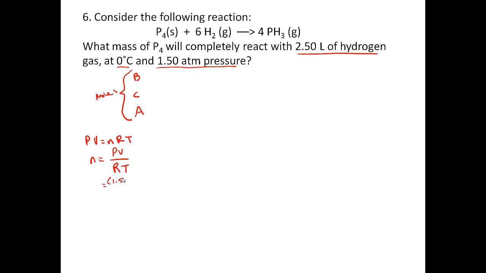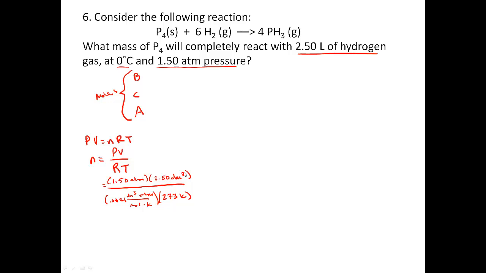Pressure 1.50 atmospheres. Volume 2.5 liters. Remember, that's 2.50 decimeters cubed, right? A liter is the same as decimeter cubed. R is 0.0821, that's a constant, decimeters cubed atmospheres over mole Kelvin. Temperature, we're at 0 C, that is 273 K.